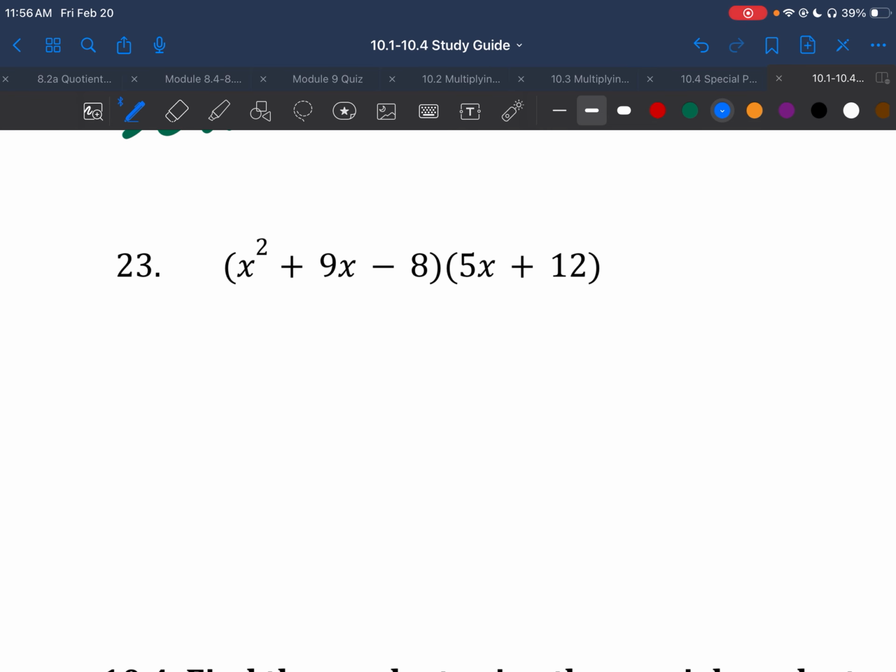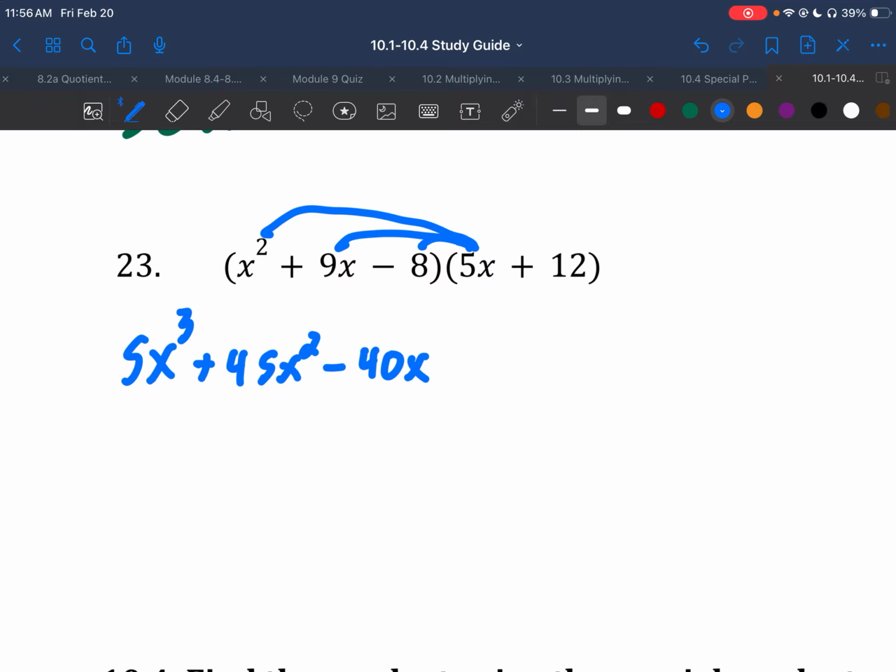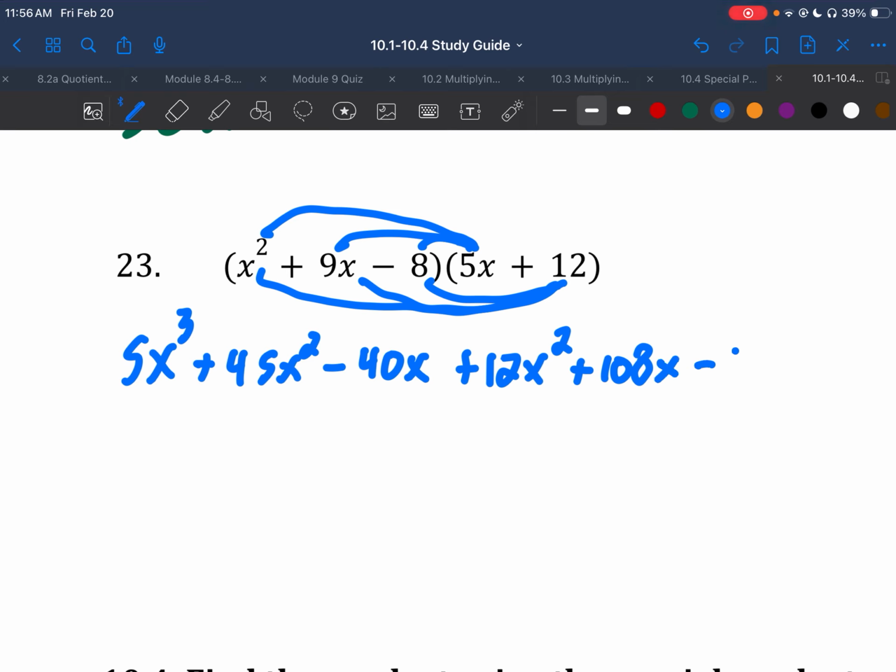So we've got x squared is going to be distributing to everything. We've got it just kind of flipped. So in this case, we're going to do the 5x backwards. And so we get 5x cubed plus 45x squared minus 40x. And then we distribute the 12 times everything. So plus 12x squared plus 108x minus 96.